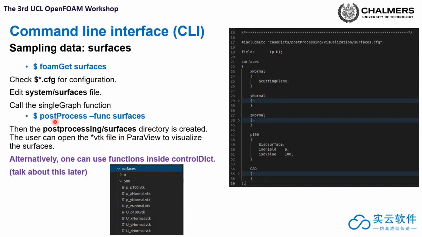And if you execute this function with postprocess dash funct surfaces, a subdirectory called surfaces in the postprocessing directory will be generated, and it also contains the VTKs. So you can use ParaView to visualize the surfaces like this. In this case, we say that in the last time step, the last iteration 500, we generate the X normal, Y normal, Z normal, and we sampled velocity on it.